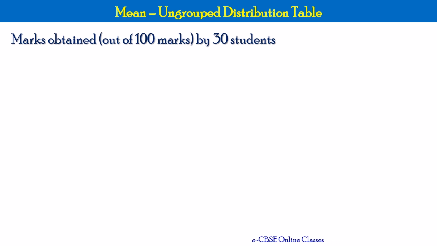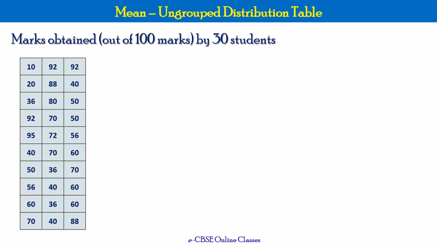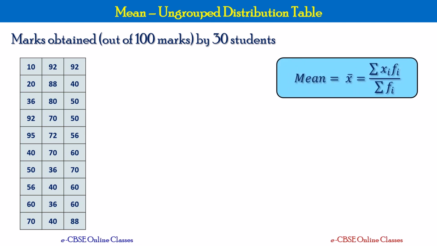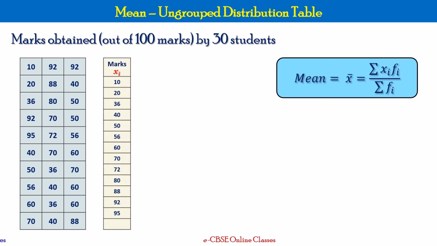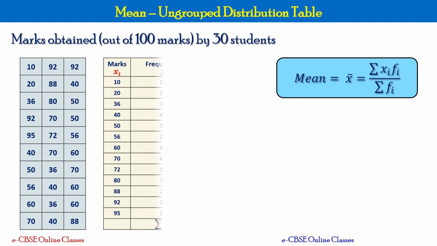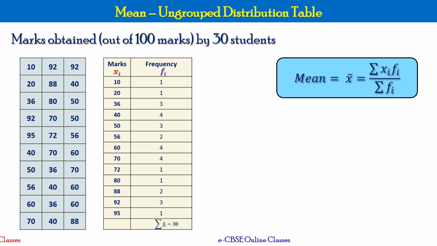Now we have also worked out the calculation of mean using ungrouped distribution tables by taking the data of marks obtained by 30 students out of 100. So this is the table that we have been using right from the first video of statistics. The formula is the same, x bar is equal to sigma xi fi divided by sigma fi. The first column here is marks, the individual marks obtained. These are unique values, correct? Now I am denoting that by xi. And the second column is the frequency of that particular value xi. So we have worked out this example as well in the previous video.